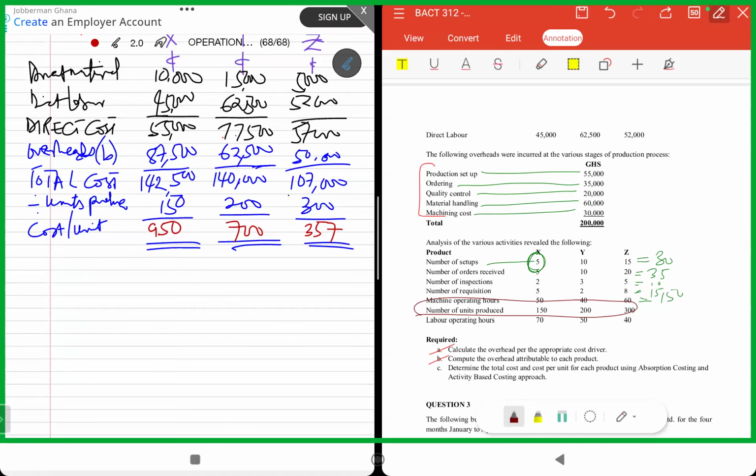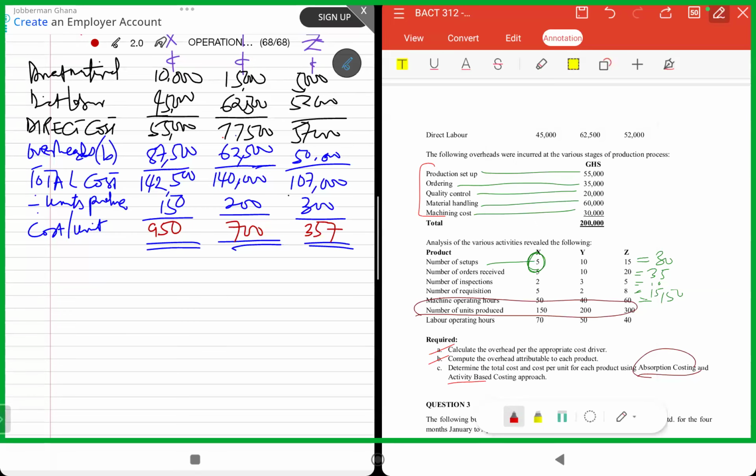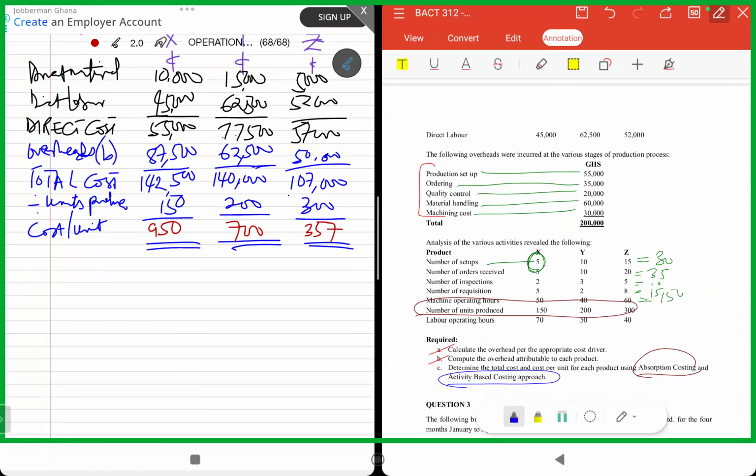Now, we've done the traditional absorption costing. We've done this one. We are left with the what? Activity based. We are left with this one. So activity based costing. X, Y, Z. What is the difference between activity based costing and traditional absorption costing? The way the overhead is computed.